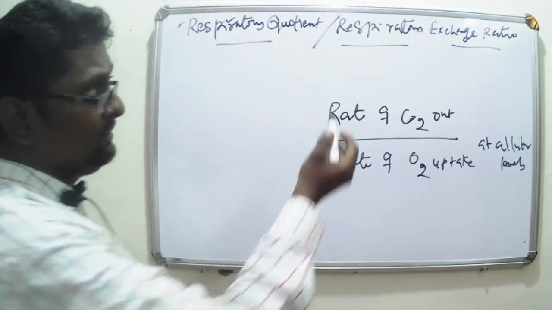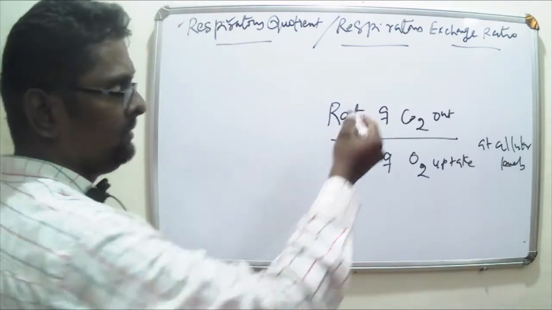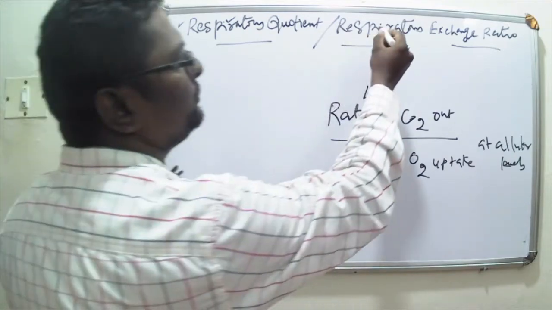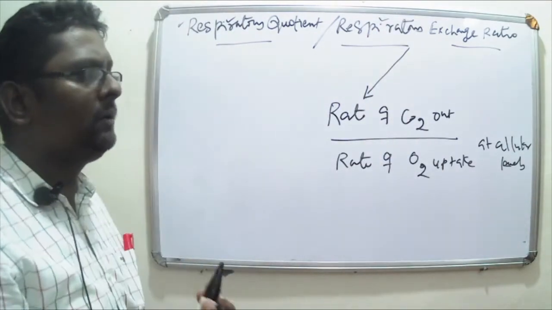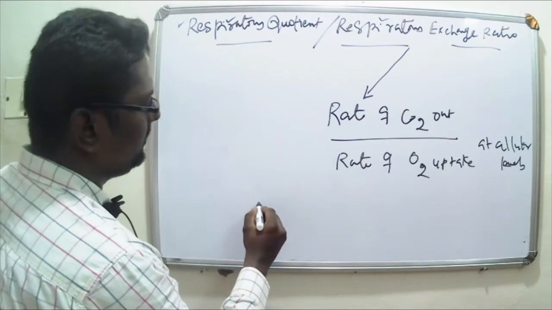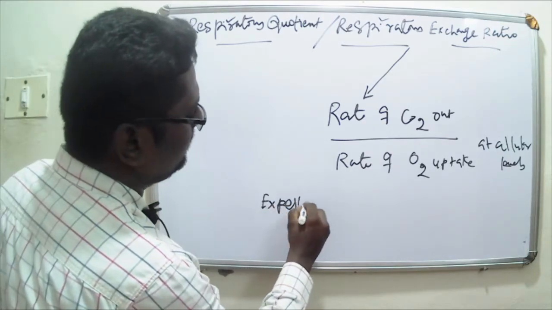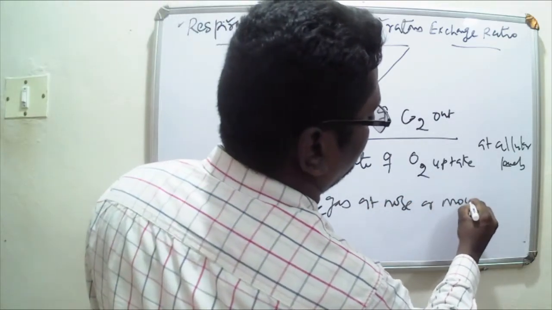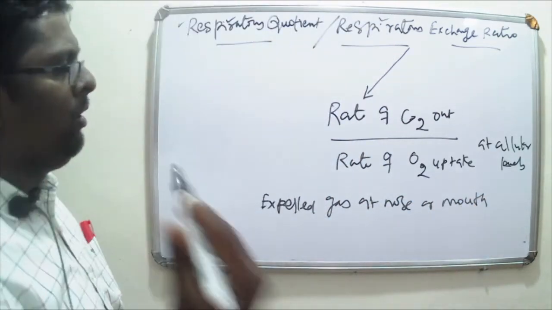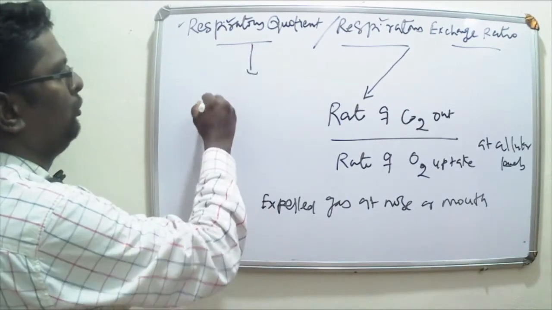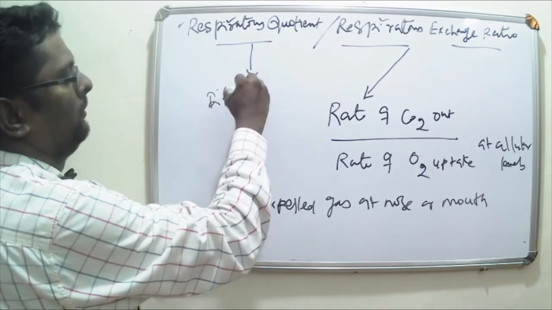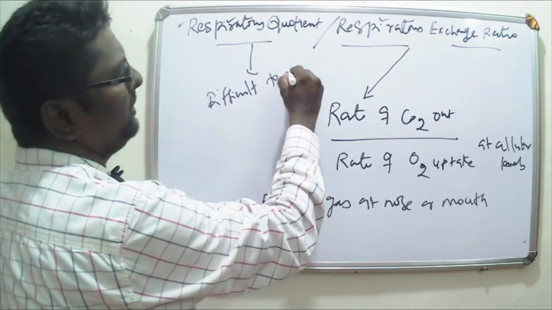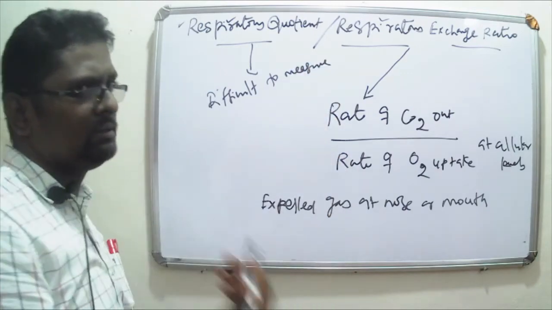So then what is respiratory exchange ratio? This is pretty much the same, but the difference is that the respiratory exchange ratio is calculated by measuring the expelled gas at the nose or mouth. Ordinarily it is very difficult to measure the respiratory quotient, because all the events are taking place at the cellular level.